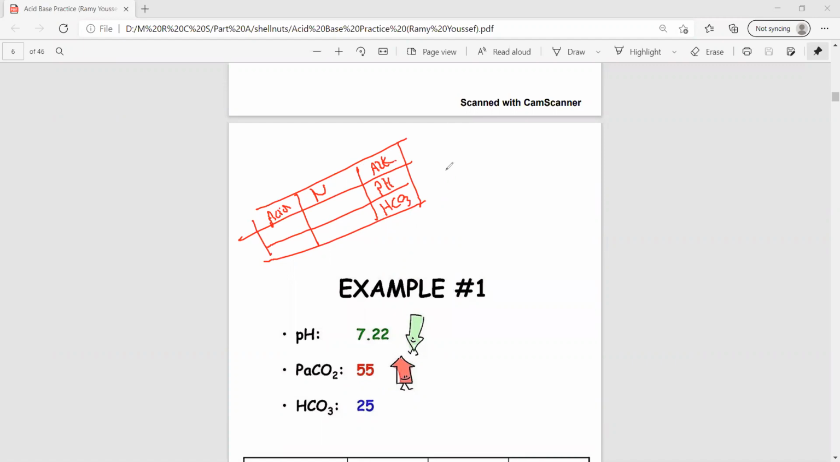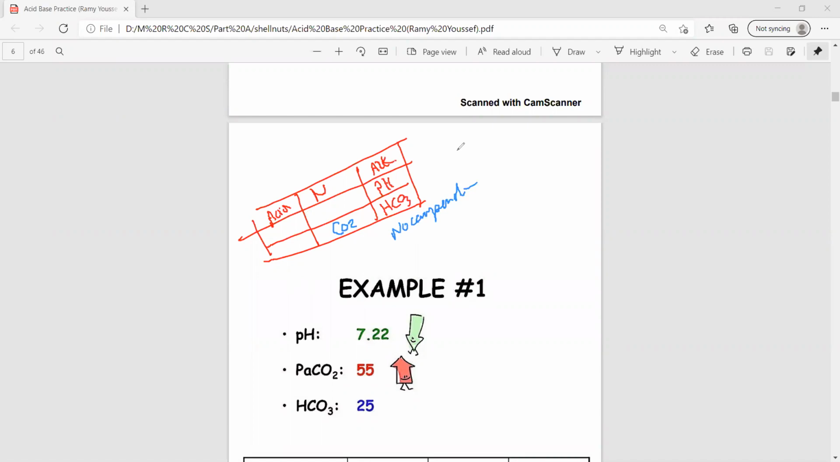Metabolic alkalosis. Okay, what are the choices I can have for CO2? I can have CO2 here. Yes. So will it be compensation or no compensation? No compensation.